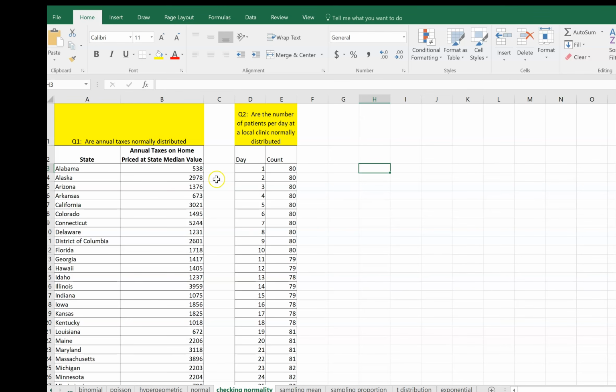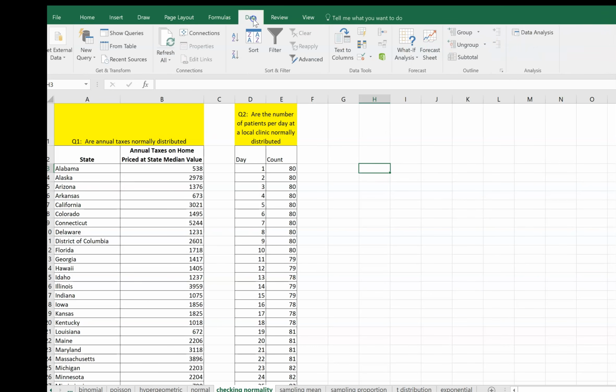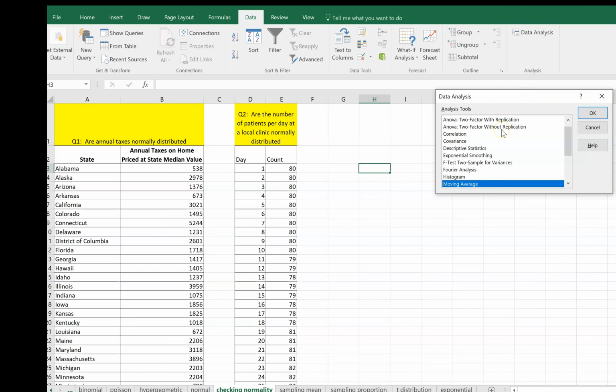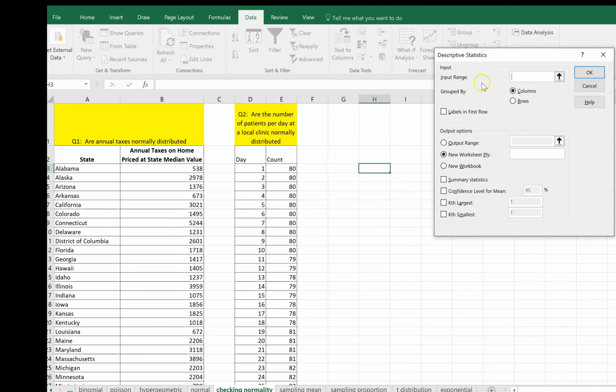Well, there are some quick, easy ways to do it. Let's show you the quick and easy ways. Go to data analysis in your Excel. If you don't have data analysis, you'll have to load it. Please watch Google videos on how to load the data analysis package in Excel. Descriptive statistics is what you want to click in data analysis, okay? And now we follow through.